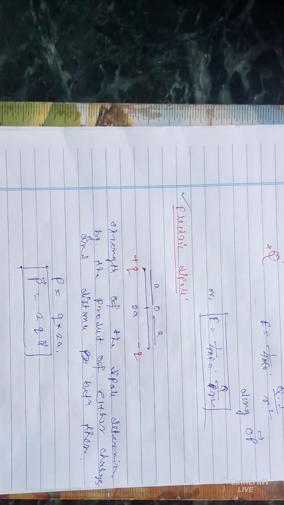So that's all for today's class. In the next class, we will derive the electric field due to a dipole at different orientations: at an axial point, at an equatorial point, and for the general case.